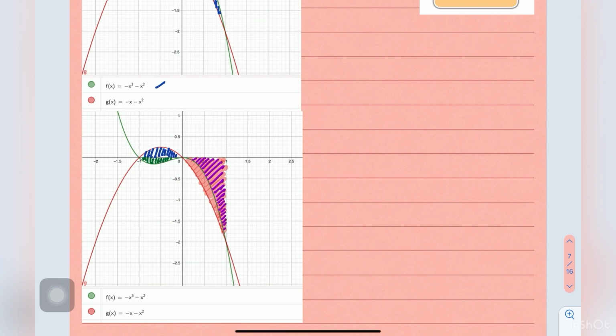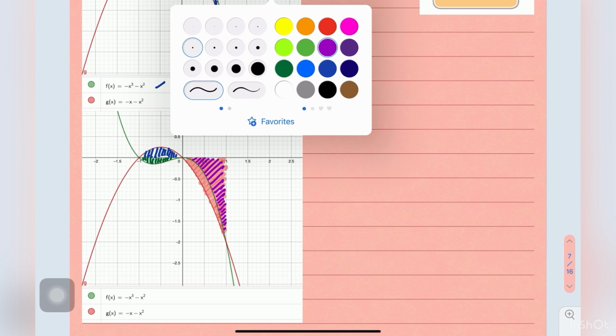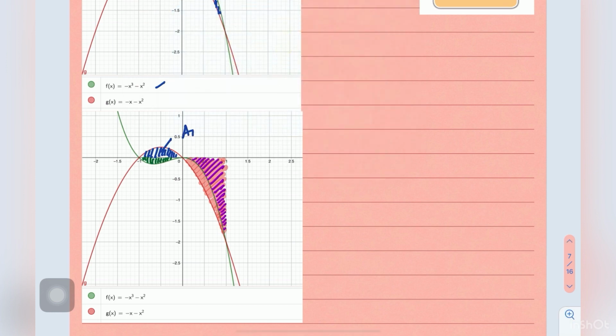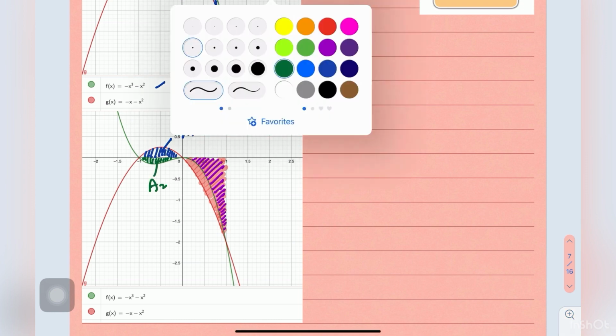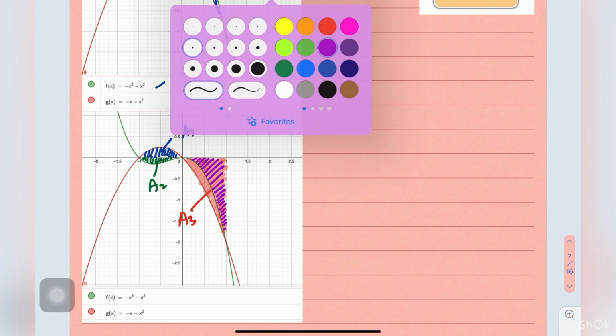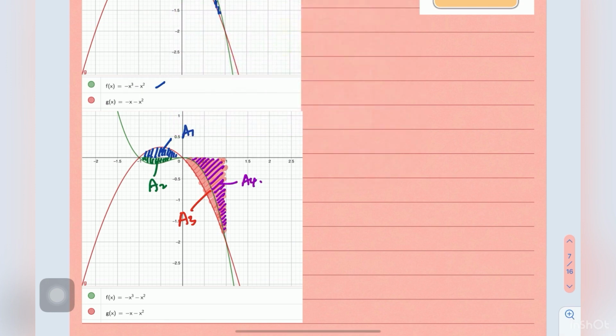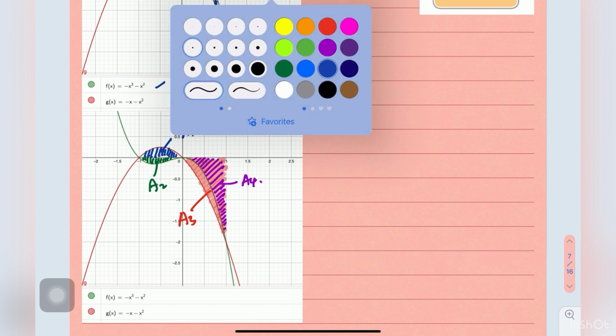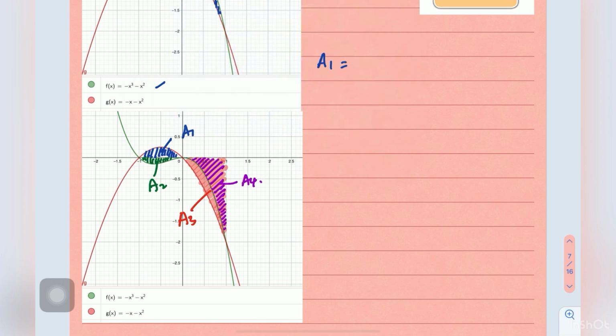Okay, so let's say this is the first one, A1. This one is the second one, A2. The red one is A3, and the purple one is A4. So we need to find them one by one. So A1 first. Area 1 is the integral from negative 1 to 0 of y dx.